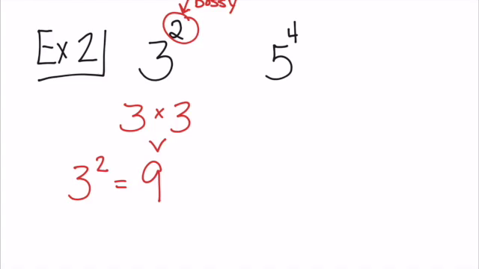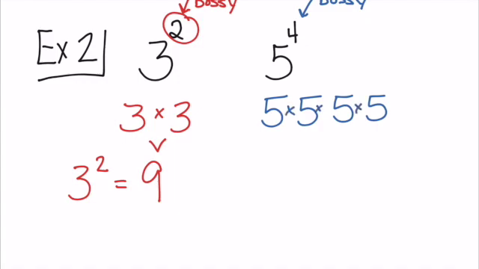Let's look at 5. All right, 5 has a 4, a little 4. Its power is 4. It's bossy. It says, hey, number 5, write yourself 4 times. 1, 2, 3, 4. And then multiply. 5 times 5 is 25. Drop down the others. 25 times 5 is 125. All right, drop down the next one, and all we have left is 125 times 5.